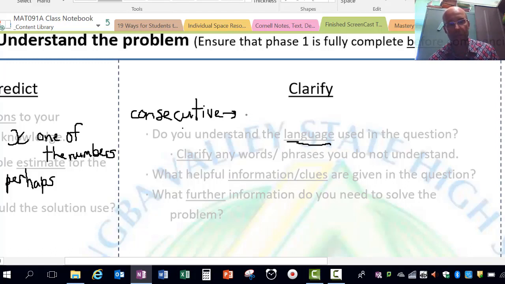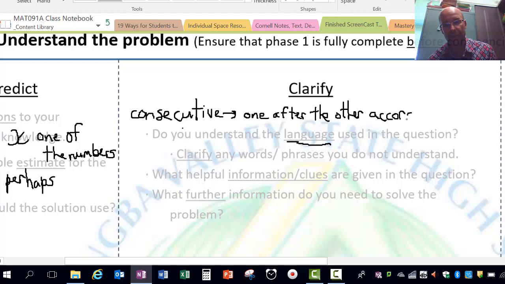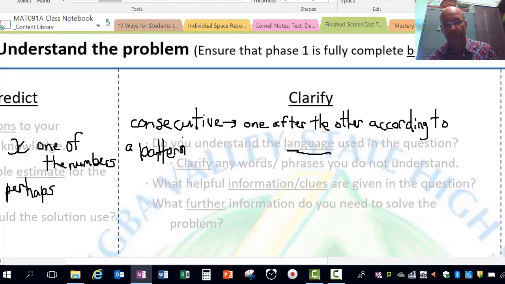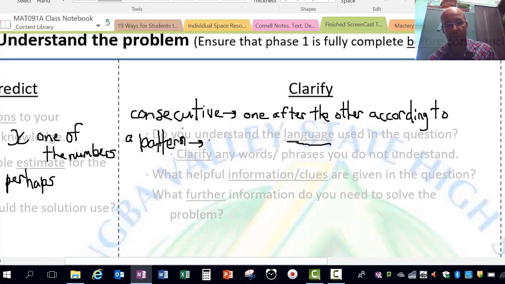It's an important word. Consecutive means according to a pattern. So there's a particular pattern in this. Now the pattern was odd numbers. See, 3 consecutive odd numbers. So how far apart are odd numbers? Well, they're 2 apart, aren't they? Odd numbers are 2 apart.